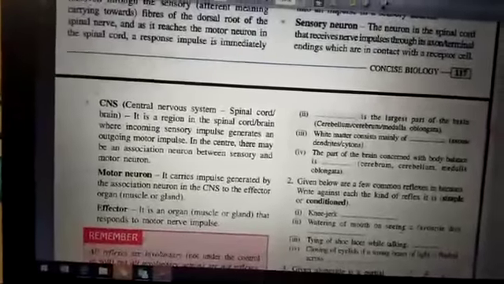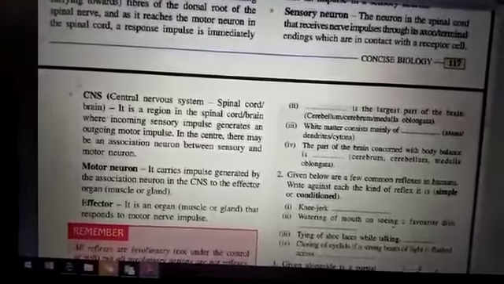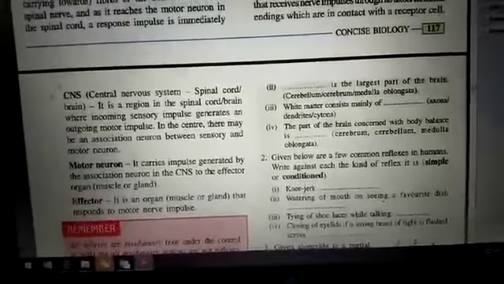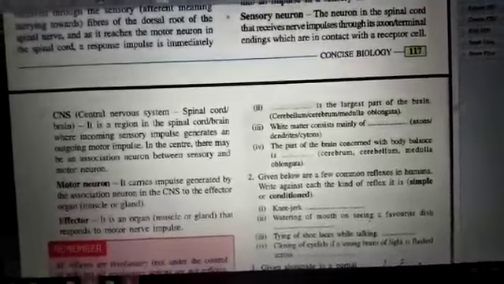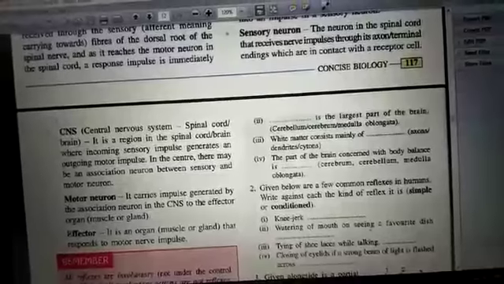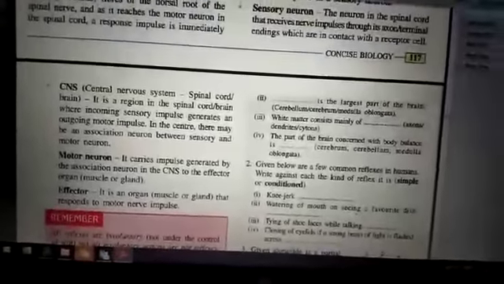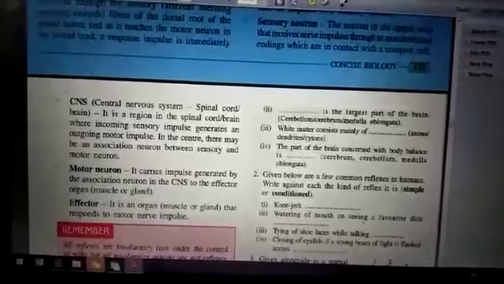CNS, the spinal cord: it is a region in the spinal cord or brain where incoming sensory impulse generates the outgoing motor impulse. In the center, there may be an association, or you can say intermediate neuron. Motor neuron carries the impulse generated by the association to the effector. An effector is the muscle through which the contraction or glandular secretion takes place. So this is the whole pathway through which the process is carried out.